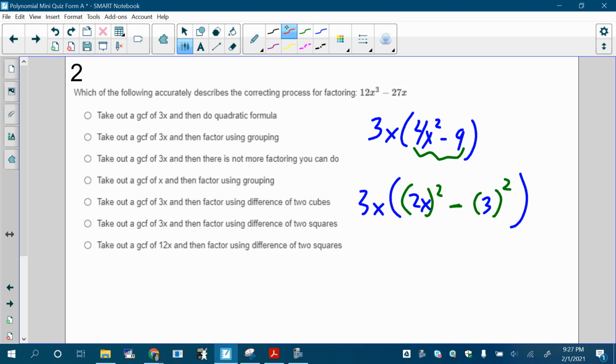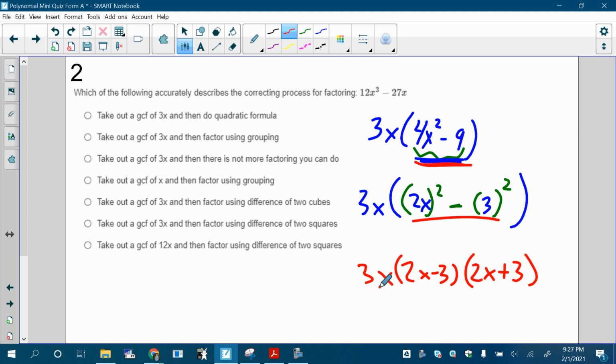Because this can be written as the difference of two squares, we can factor it to 2x minus 3 and 2x plus 3. That's called difference of two squares. You might remember it being called DOTS. Check, which one of these says that? Take out a GCF of 3x and then factor using difference of two squares. That one there.